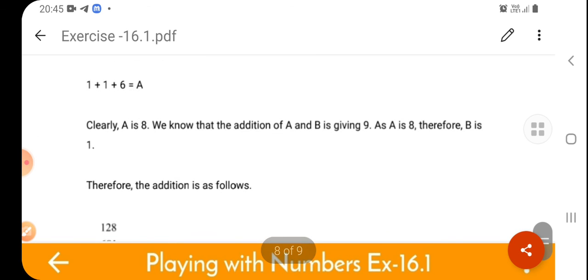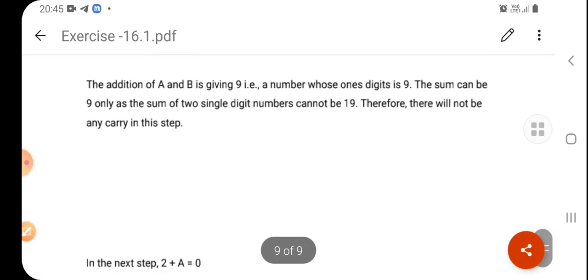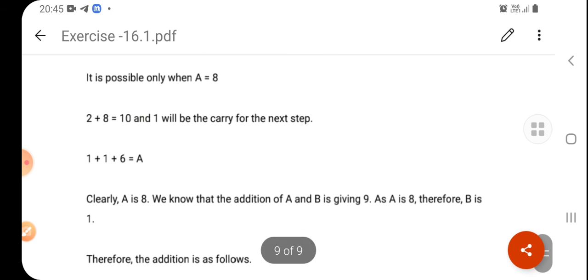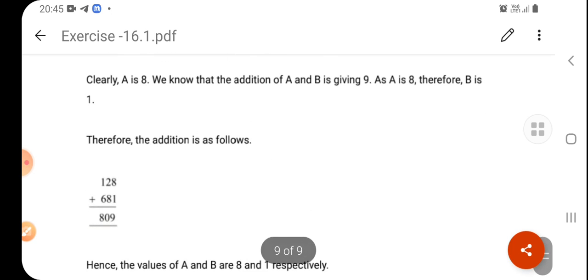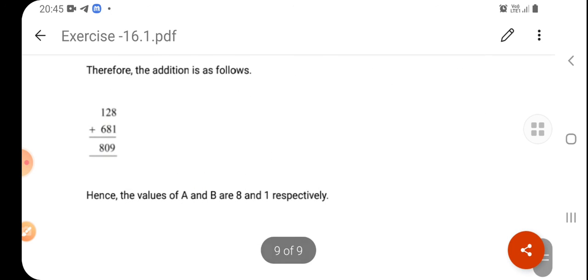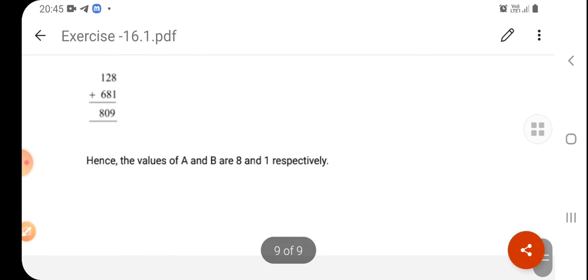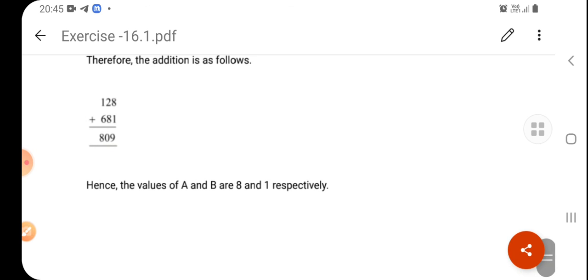So therefore, the addition will be shown as 128 plus 681, which is equal to 809. Hence, the values of a and b here are 8 and 1.